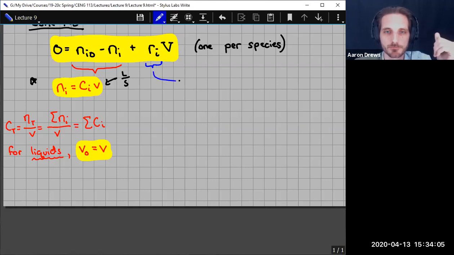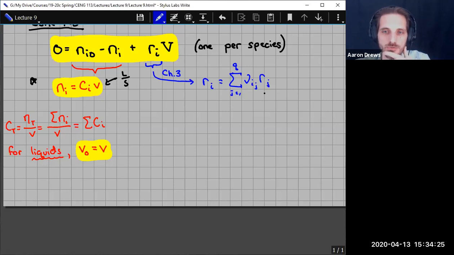This R sub I comes from chapter 3. So that's why we were introducing things in chapter 3. And generally, R sub I is equal to the sum of the stoichiometric coefficients times the rate of reaction for each reaction. Right, so that was part of what we did in chapter 3.